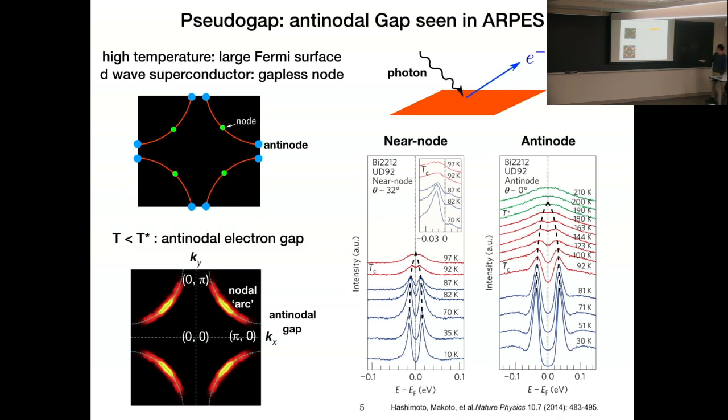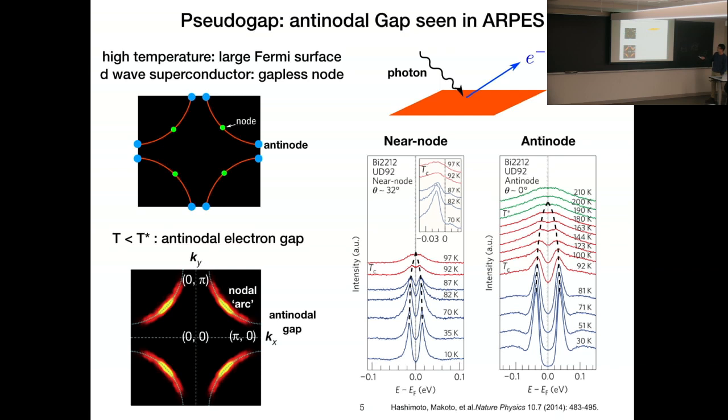a superconducting gap opens only below TC. These different lines are different temperatures, and the x-axis is energy. We fix a momentum point near the node and scan the energy, and we see at which energy we excite the electron. Here we can see that the red line is TC, and the superconducting gap opens near the node only below TC.